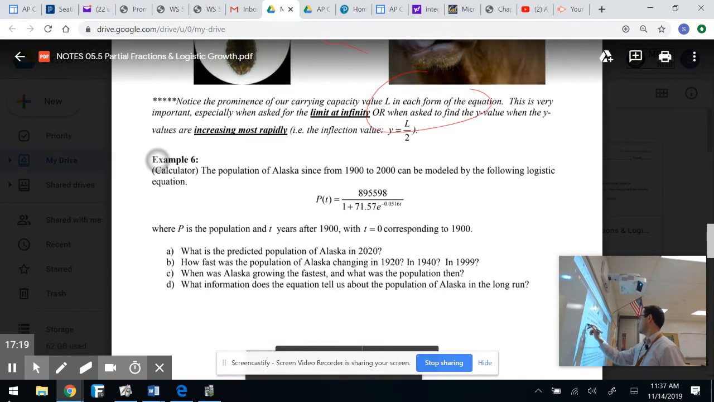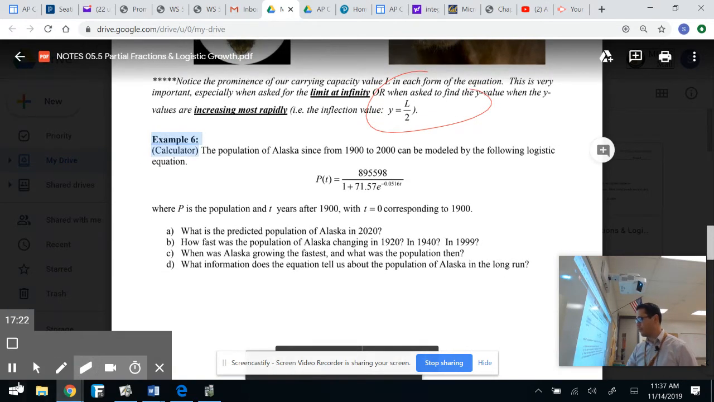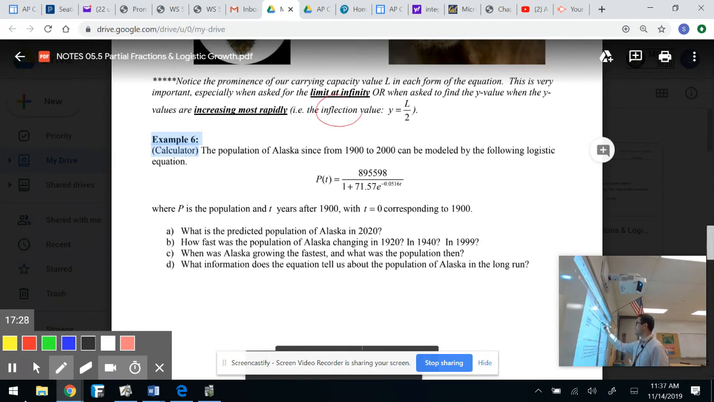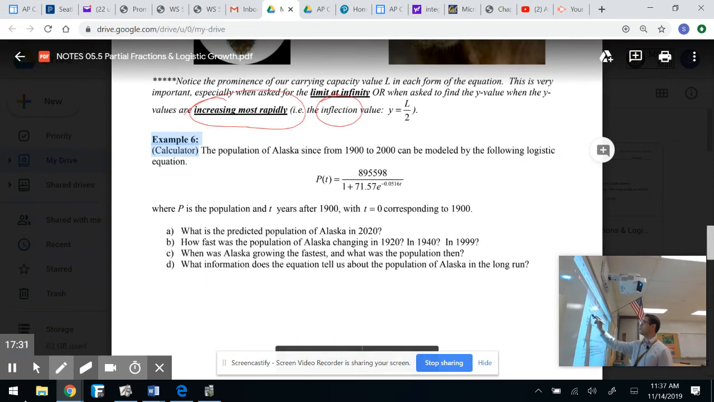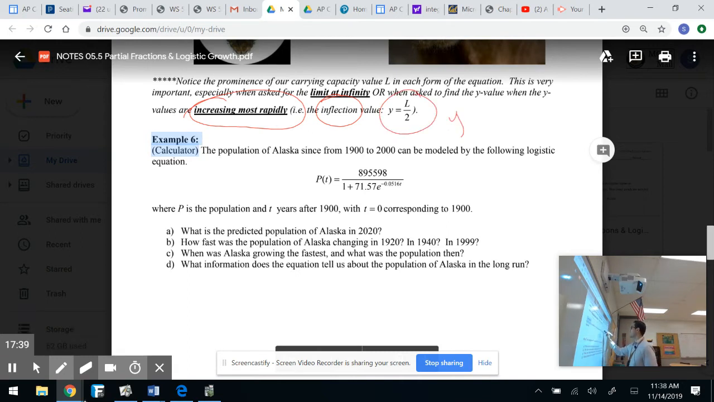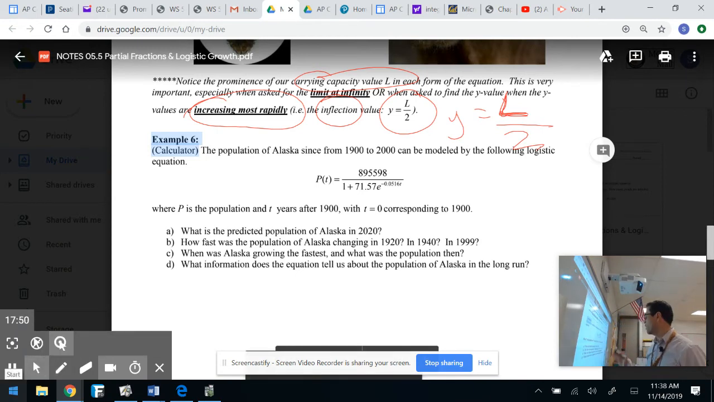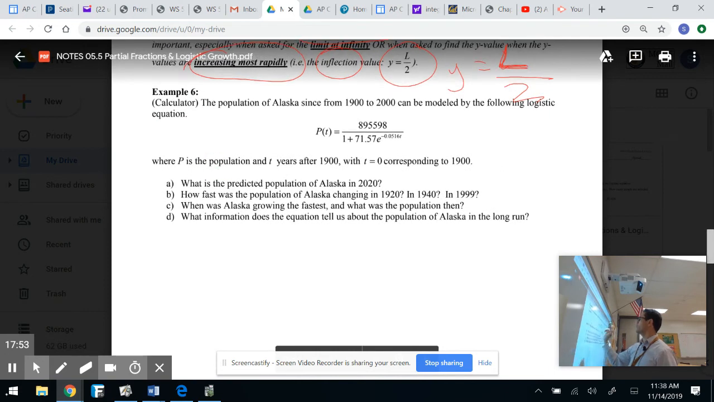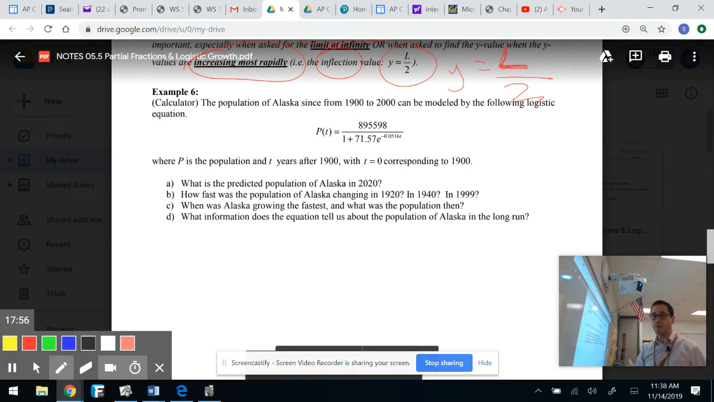Okay. But you want to memorize that bad boy. And the other thing you want to memorize is the following. When you have your logistic growth equation, the inflection point where you are increasing most rapidly, where it changes concavity, is y equals L, what we call your carrying capacity, over 2. And if you can, you want to memorize this page, what things represent and where things are, because it makes really difficult questions easy peasy.